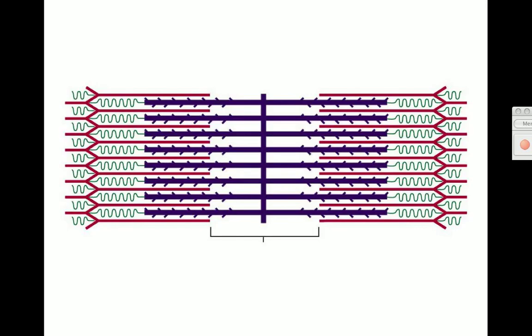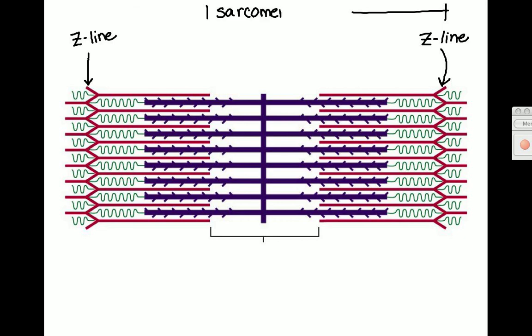Okay, so this is a sarcomere, and a sarcomere runs from this structure all the way down to this one, and you can see how they are actually kind of stacked one after the other and attached at this area. This is the Z line, and so this is also a Z line. So one sarcomere runs from Z line to Z line. Okay, and it just repeats.